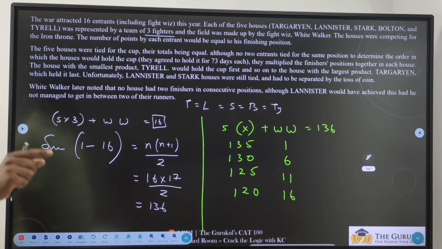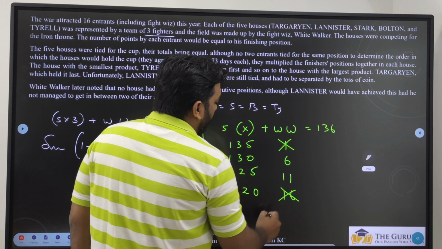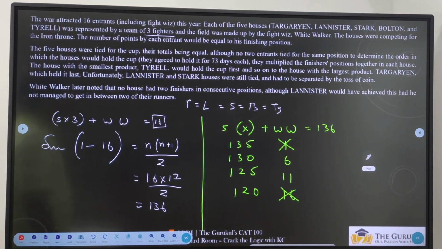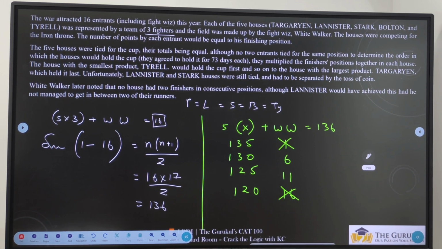So White Walker is between two people. So this is not possible and this is not possible. So White Walker can't be the first rank person or the 16th rank person. It should be 6 or 11. Okay. Now let's start the problem.